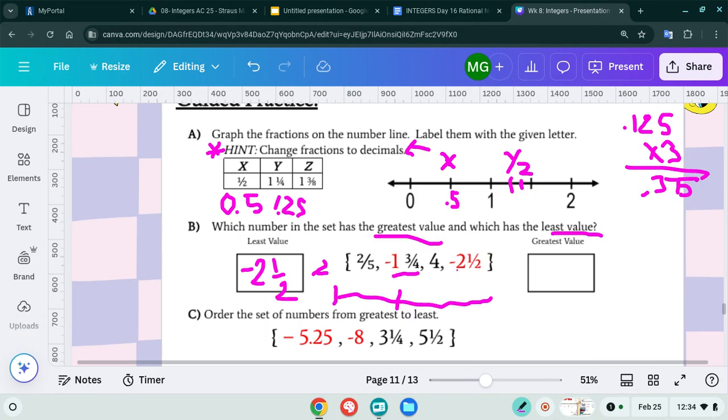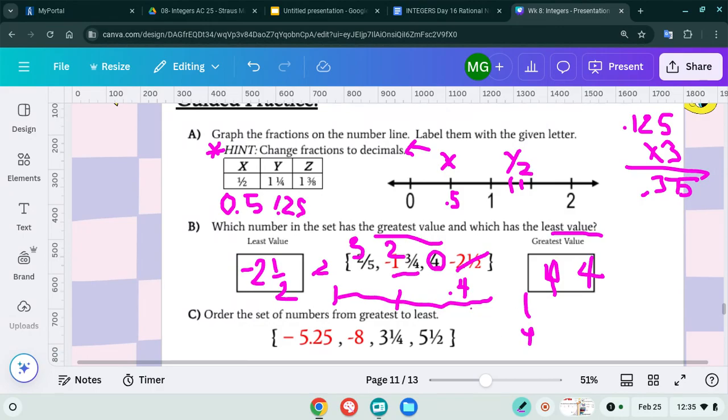Negative 2.5. Then second would be this negative 1 and 3/4. Third would probably be positive 2/5, or we know that is going to be, remember, 2 out of 5 friends, 0.4. And then lastly, we have a positive 4, which would be all the way over here. And that would be our greatest value. Oops, that wasn't too pretty. There we go.